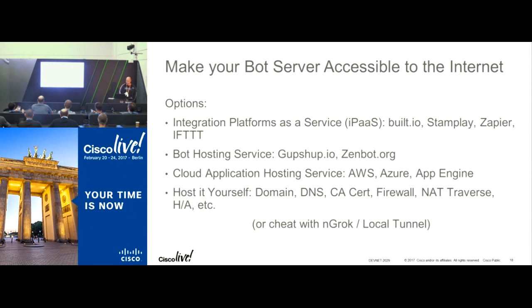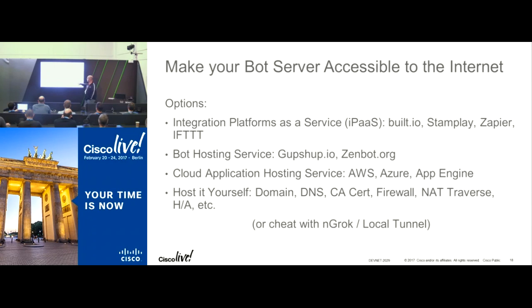So we talked about this a little bit. Hosting services are a great way to go. AWS, Azure, Gupshup.io. All of those can host your bot in the cloud, making it easily accessible to Spark and keeping you from worrying about having to do things like create custom domains and DNS and CA certificates, configuring your firewall, all that stuff. But if you have a system inside your corporate network that needs to get notifications from Spark so it can work interactively, you can configure these things safely, with a DMZ and all that to get it done.